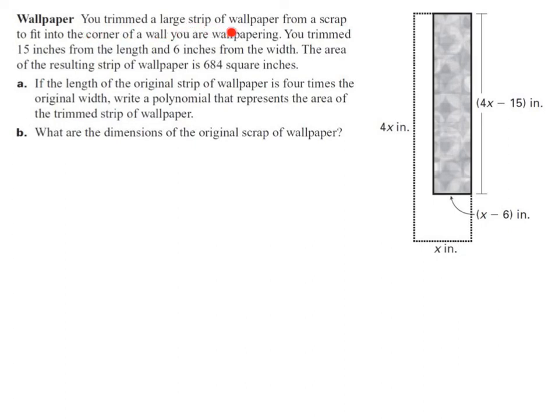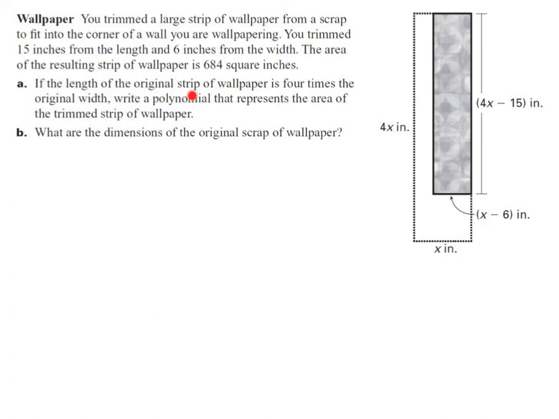You trimmed a large strip of wallpaper from a scrap to fit into the corner of a wall you are wallpapering. You trimmed 15 inches from the length and 6 inches from the width. The area of the resulting strip of wallpaper is 684 square inches. That's going to be an important piece in just a moment.